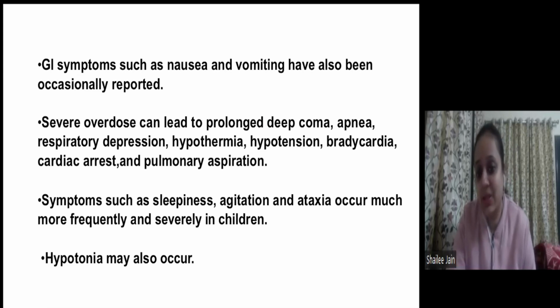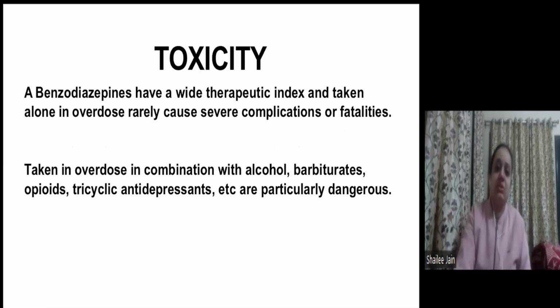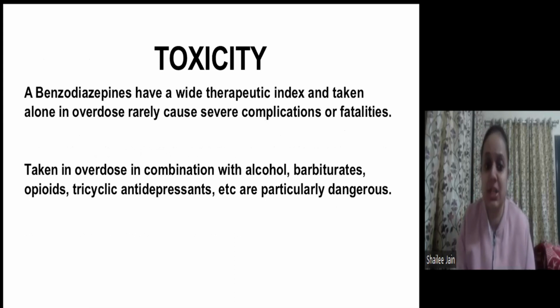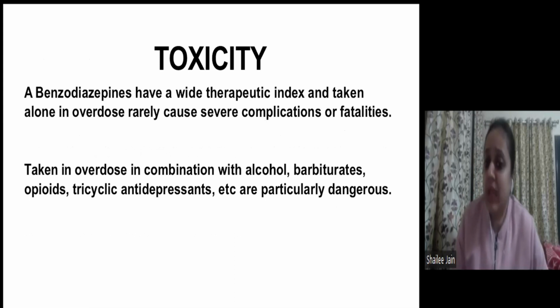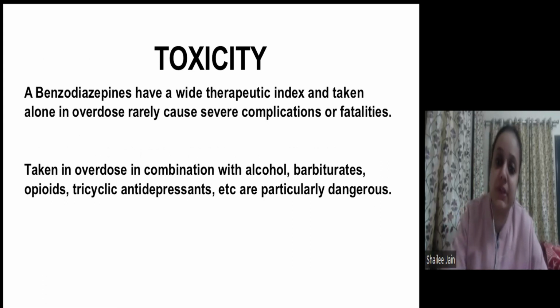Symptoms such as sleepiness, agitation, and ataxia occur much more frequently and severely in children. Hypotonia may also occur, especially in children. Now, coming to toxicity. Benzodiazepines have a wide therapeutic index, and taken alone in overdose they rarely cause severe complications or fatalities. Taken in overdose in combination with alcohol, barbiturates, opioids, TCAs, etc., they are particularly dangerous because these increase the penetration in the CNS and cause more severe effects.